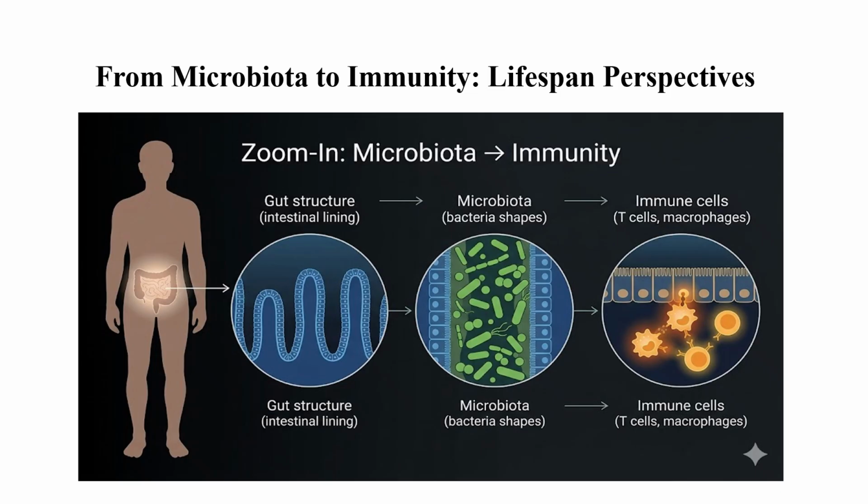Our gut is home to trillions of microbes, and these tiny organisms play a massive role in shaping our immune system from the day we are born to the last years of life. Today, I will talk about how the microbiota interacts with the immune system across the lifespan. We will see how these interactions start at birth, influence immune development, and impact health and disease throughout life.